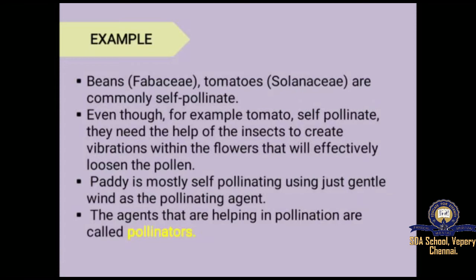So the agents that are helping in pollination are called pollinators. For example, in paddy, wind is called the pollinator, and in tomato, the insects are called the pollinator because they are the helping agents in pollination. So they are called the pollinators.